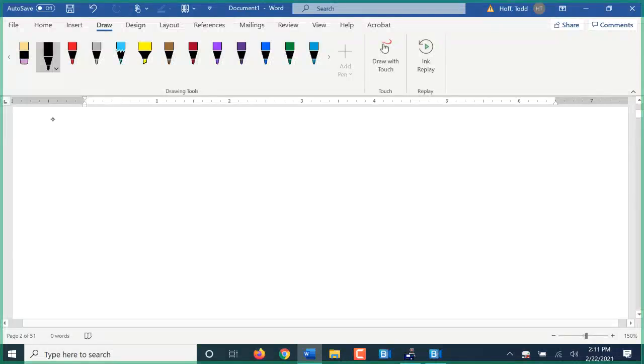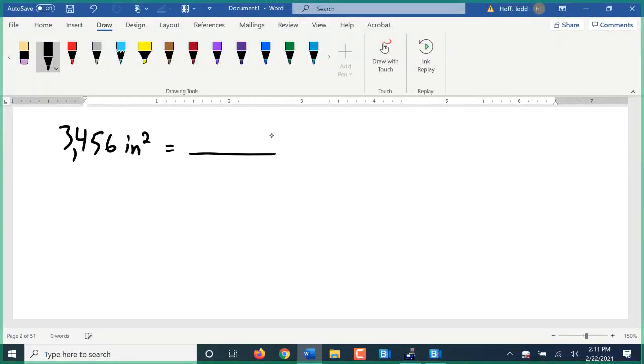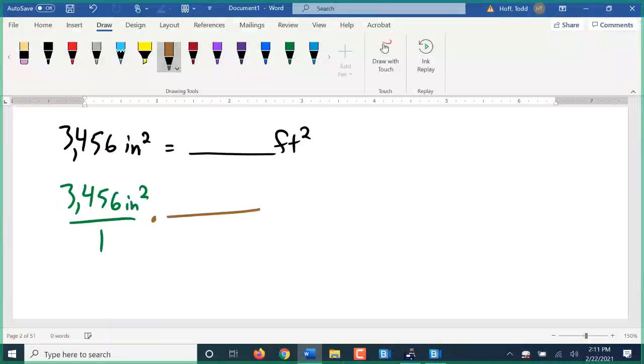Now, if I have something that is 3,456 square inches, and I want to convert it into square feet, I can still set it up to convert just like I did with my length measurements. 3,456 square inches over 1. In my conversion factor, I'm going to put square inches on the bottom and square feet on top. It's very important that I use square inches and square feet, not just inches and feet.